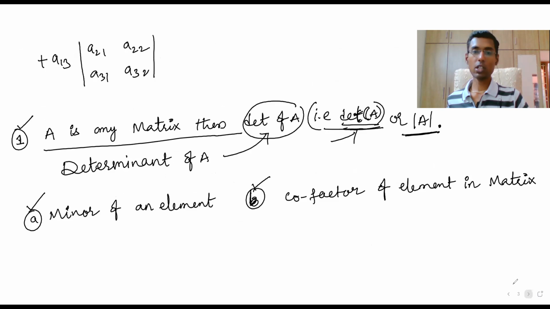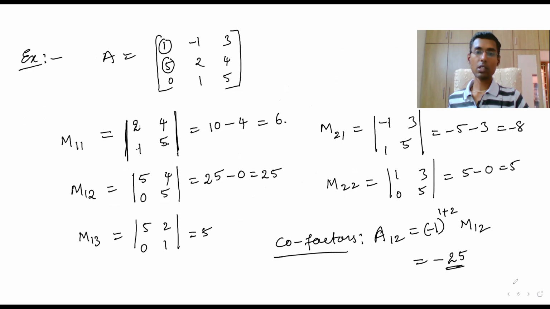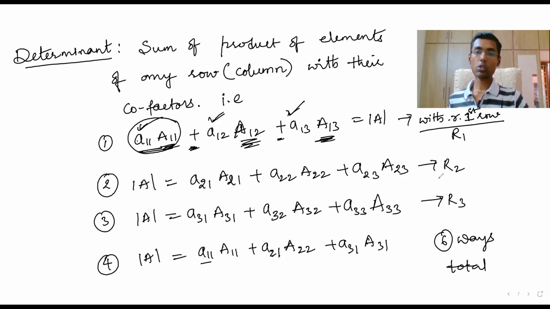The determinant you can find out in 6 ways. What are the 6 ways? You can use the 3 rows or the 3 columns, and you get the determinant. That's what the determinant is.